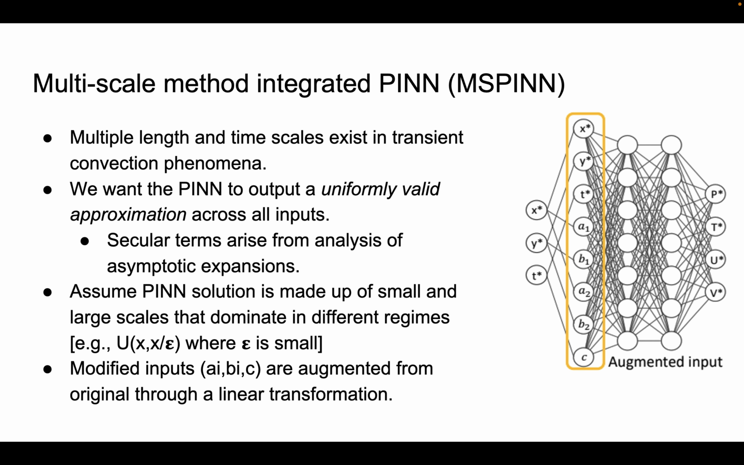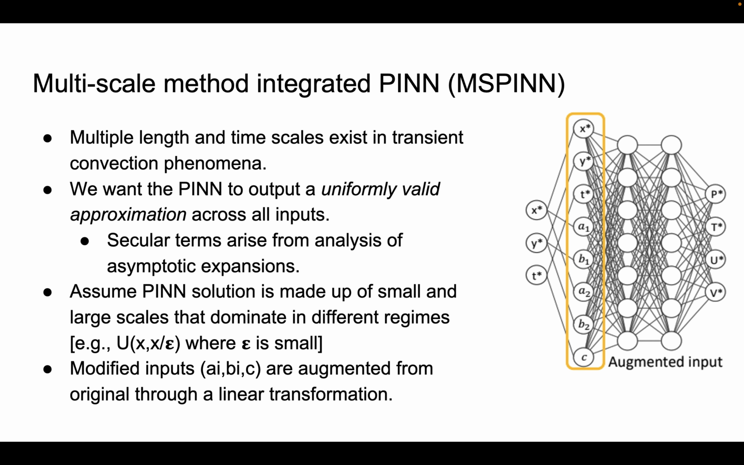And this arises from analysis of the asymptotic expansion. This is similar to a Taylor series expansion, but in this case we're doing an asymptotic expansion, meaning the first term should be orders of magnitude larger than the second and the third and so forth. And from that analysis we see that with these PDEs we get secular terms, meaning that at certain regions of our input the first order term and the second order term become the same order of magnitude, and that completely breaks the asymptotic expansion that we expect.